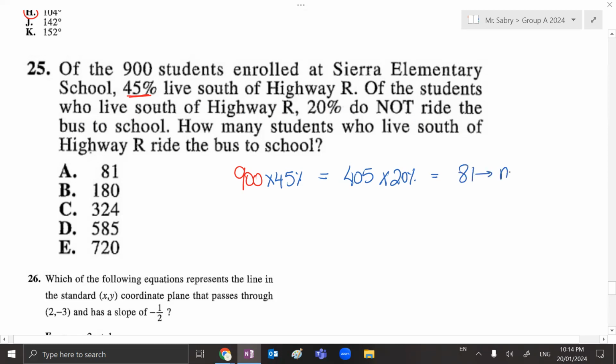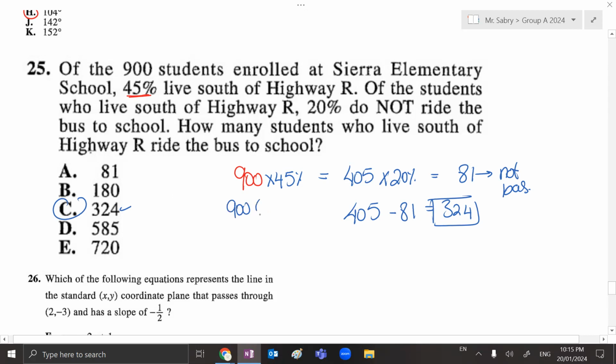Those 81 do not ride the bus. How many students who live south of Kaza ride the bus? So I'll deduct the 81 from the 405, and I'll get 324 students who actually ride the bus. One more way. I want you to see it in a different way.